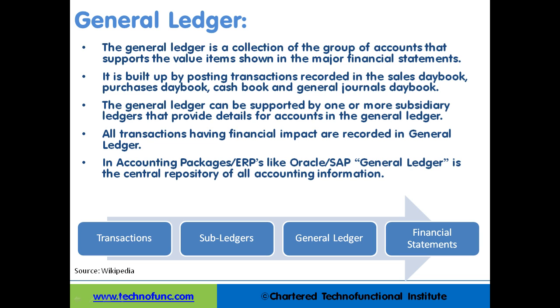In accounting packages or in ERPs like Oracle and SAP, General Ledger is the central repository of all accounting information. The diagram here depicts that all activities or transactions get recorded in various subledgers. Transactions having financial impact are posted to the General Ledger. These transactions build balances from which the financial statements are generated. Let's move to slide number 2.